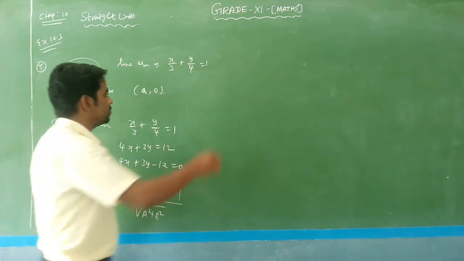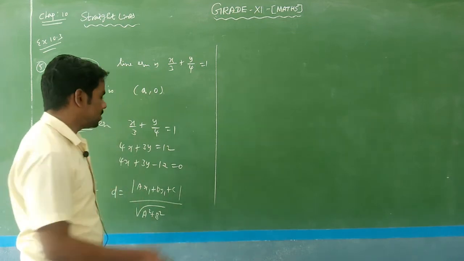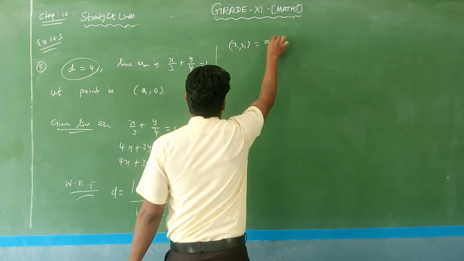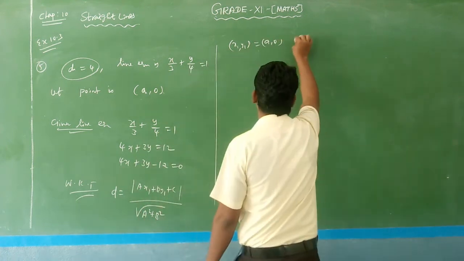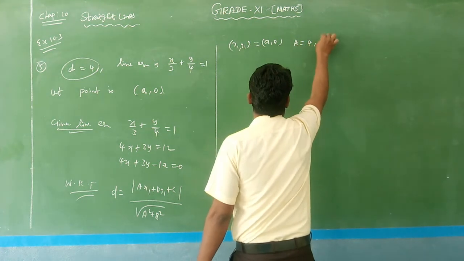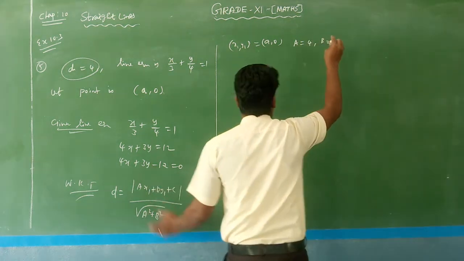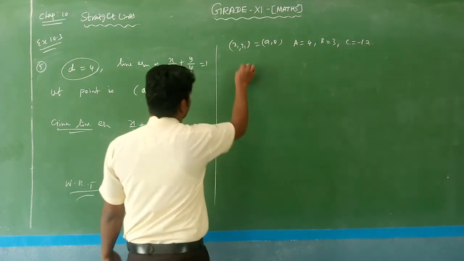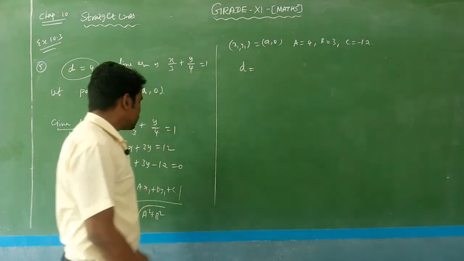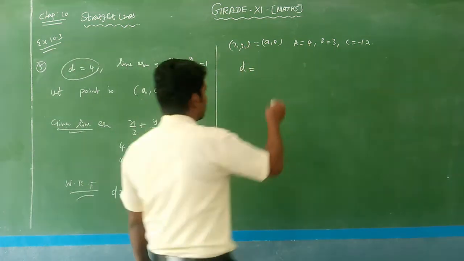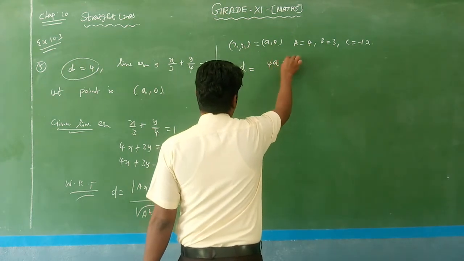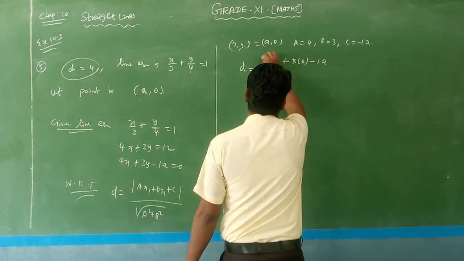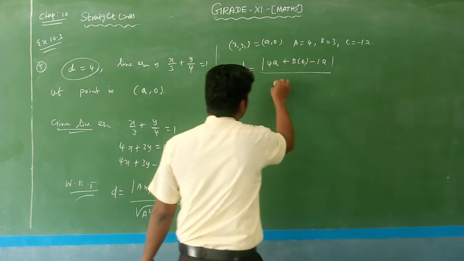Okay, right. Here (x1, y1) is (a, 0), capital A is the coefficient of x, that is 4, capital B is the coefficient of y, 3, and c is the constant -12. Substitute these values in the given formula. So d = |ax1 + by1 + c|, where 4 into x1 is 4a, plus 3 into y1 is 0, plus c value is -12, divided by the root of a square plus b square.